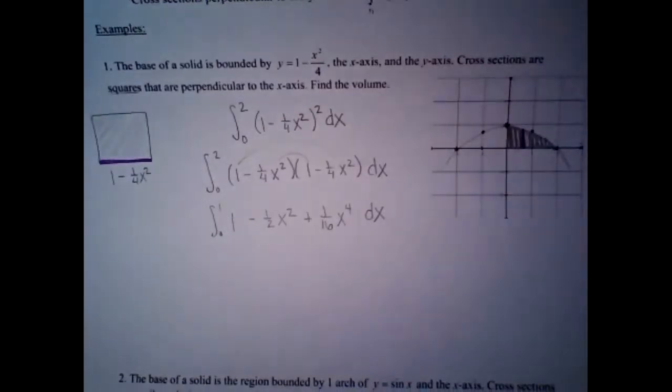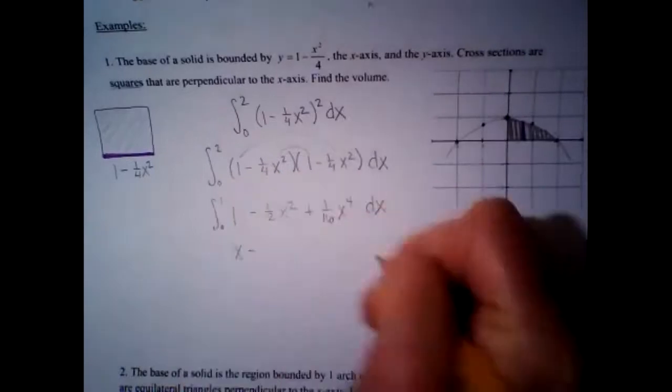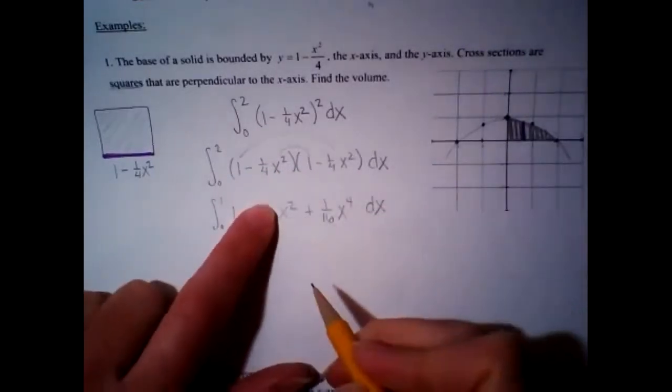Now it's antiderivative and then upper boundary minus lower boundary. So the antiderivative is going to be x minus, now ignore that 1/2 for a second.